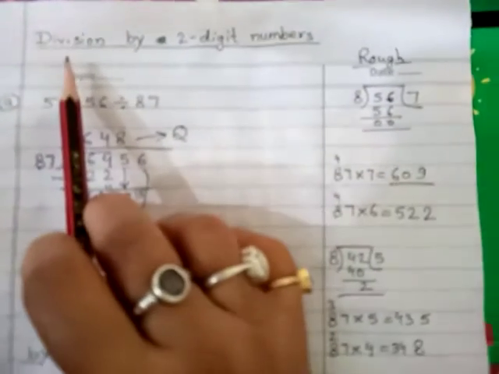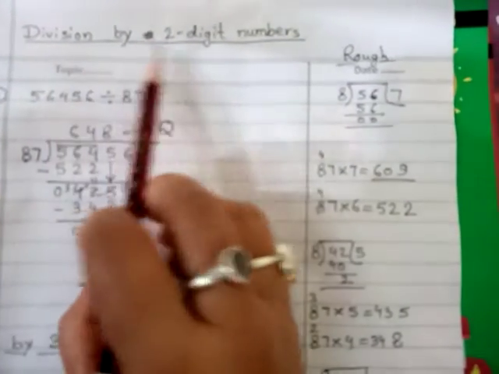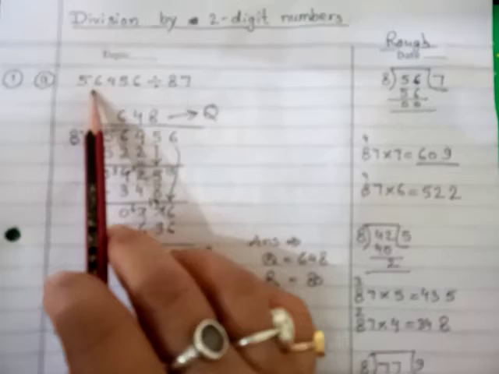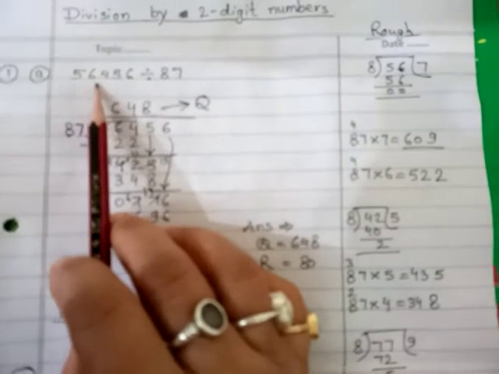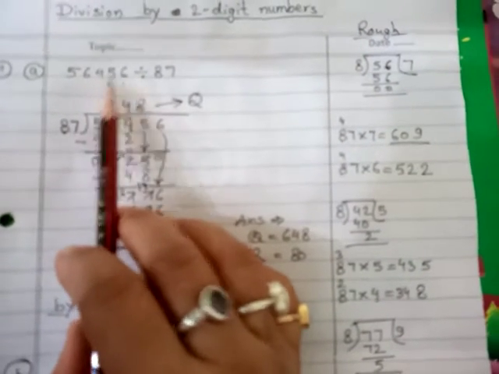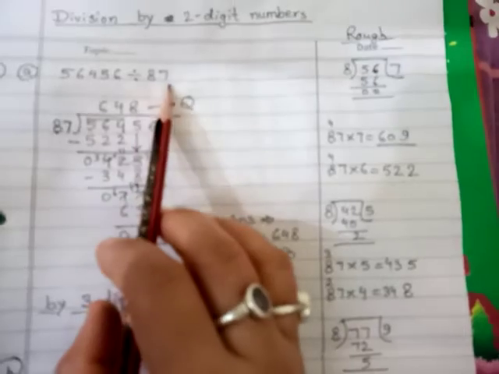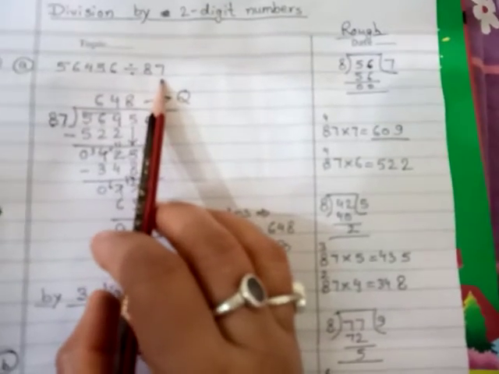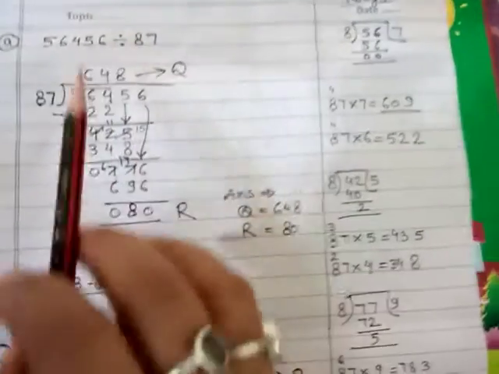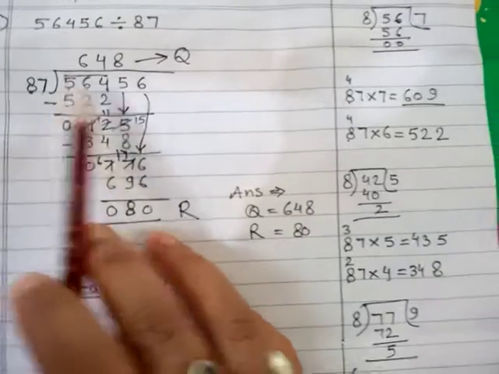Good morning students. I am going to teach you division by two-digit numbers. Here is the number: 56,456 divided by 87. We don't know the table of 87. Then how to divide it? See, first you write it in this way.